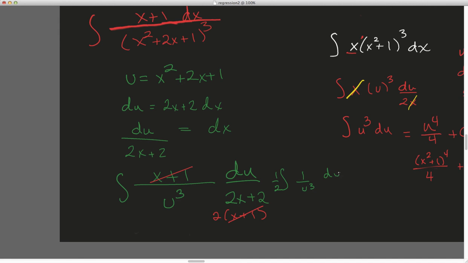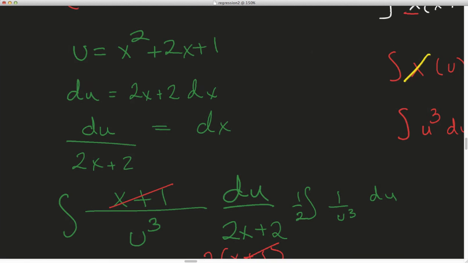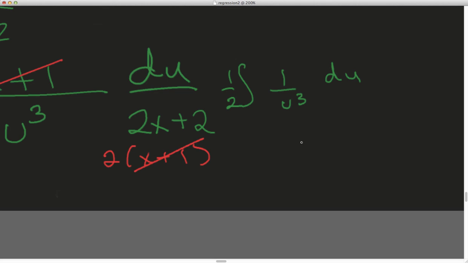How do I integrate 1 over u to the third? Good, good. So then what does that become? Add 1, not subtract 1, dear.